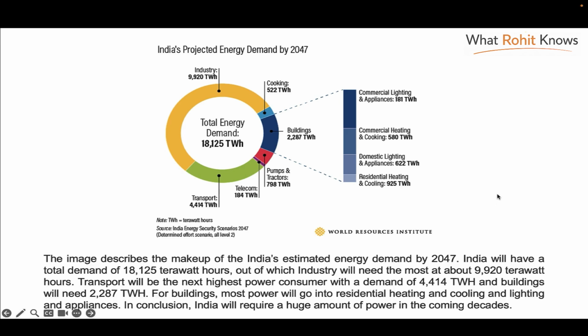Here's a sample response. The image describes the makeup of the India's estimated energy demand by 2047. India will have a total demand of 18,125 terawatt hours, out of which industry will need the most at about 9,920 terawatt hours. Transport will be the next highest power consumer with a demand of 4,414 terawatt hours, and buildings will need 2,287 terawatt hours. For buildings, most power will go into residential heating and cooling and lighting and appliances. In conclusion, India will require a huge amount of power in the coming decades.